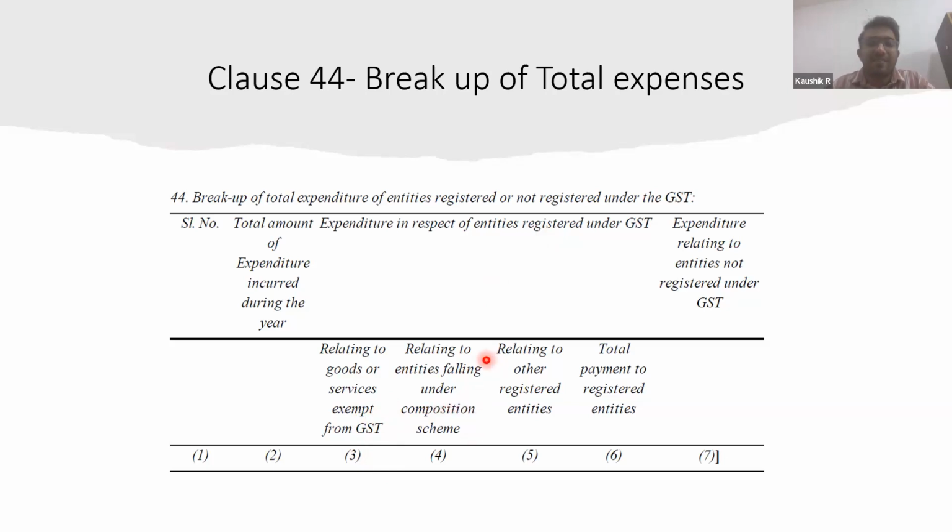Suppose this entity from where we are incurring this expenditure is under composition scheme, means we should put under clause 4. Suppose it is under registered entities, means normal registered entities, means we should put it under 5. Or if it is not under any of these and it is unregistered, means we have to put it under clause 7. Now you have understood the columns. Is it easy to fill this table?